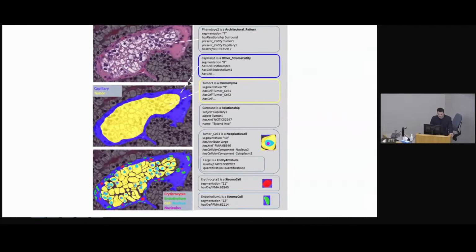And this is the representation of alveolar pattern, which is a multi-cell phenotype. For the components of the capillary tumor as well as their secondary components, the cellular components, we can create instances to refer to these elements and link them together to represent the spatial pattern of this phenotype.